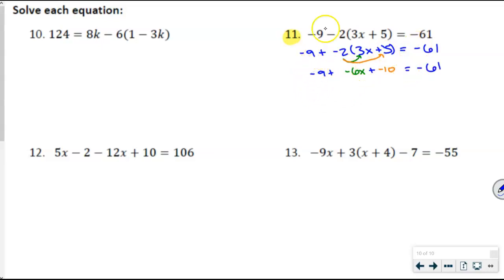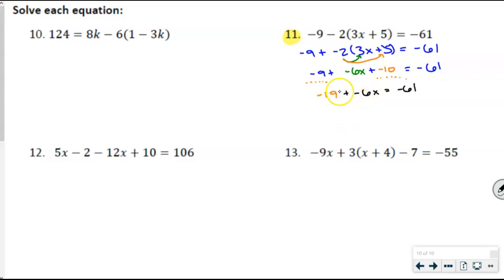I want you to understand how important that is. You might be tempted to do this subtraction first, but we can't do subtraction until we've taken care of multiplication. That multiplication has now happened. So now I can combine like terms. And if I have negative 9 over here and negative 10 more over here, I have a total of negative 19 plus a negative 6x is equal to a negative 61.